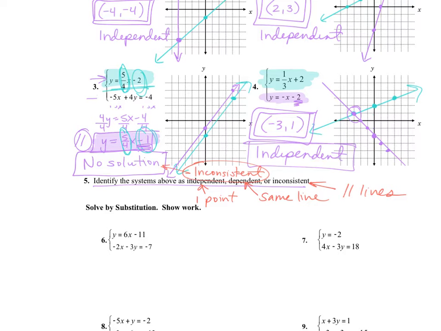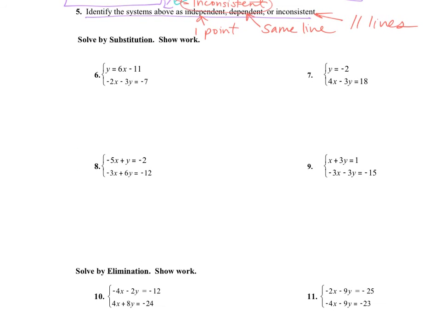Okay, then solving. We're going to solve by substitution for these first ones. And so what we're going to do is we're going to try to isolate a variable, right? And in this case, this is already isolated. y is equal to 6x minus 11. So we're going to take out this y and we're going to put in 6x minus 11. So it's going to be this whole equation, -2 times x minus 3, and now we drop in our y value, which is 6x minus 11, equals -7.